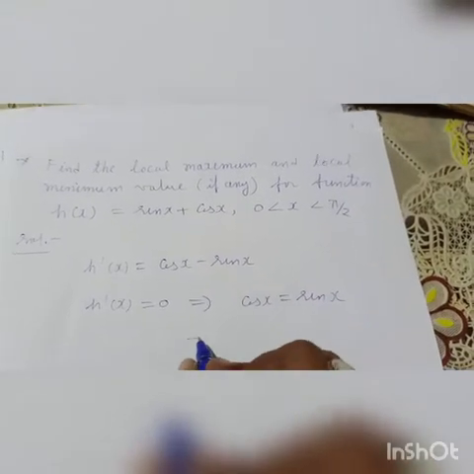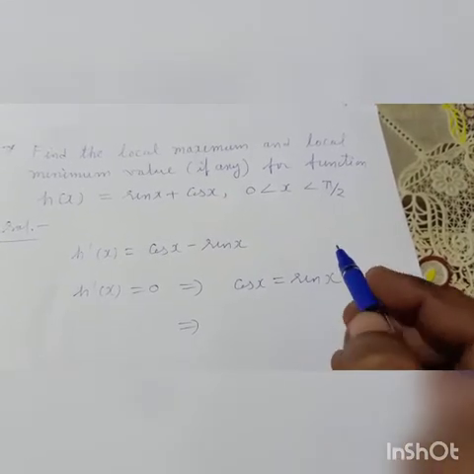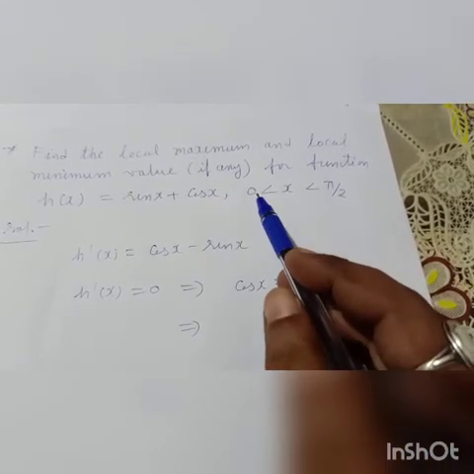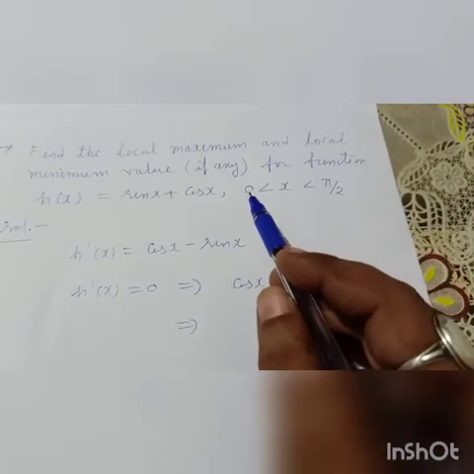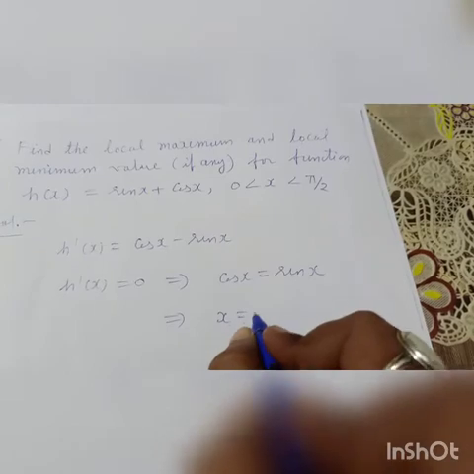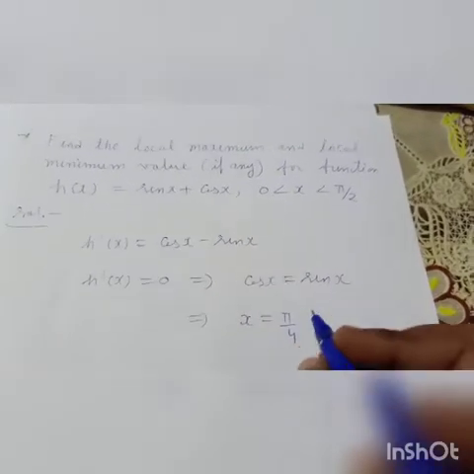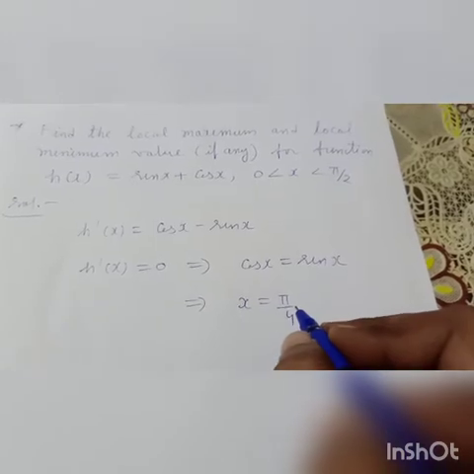Now, this happens at many values, but we have to choose the values which lie in the open interval 0 to pi by 2. So only one value you will get, that is x equal to pi by 4. So this point will be our point of either local maxima or local minima.